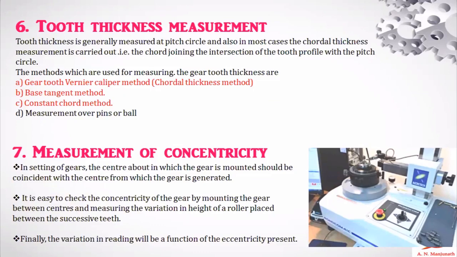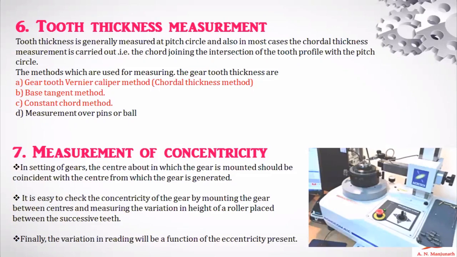It is important. You might have seen in the VTU question papers that it is asked multiple times; we will discuss the questions later. The seventh one, the last one, is the measurement of concentricity. The first one was run out, the first element, it is eccentricity. This is concentricity, the seventh element we are discussing now with respect to the given gear blank.